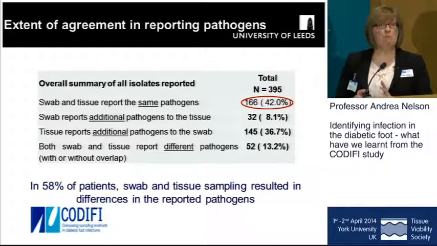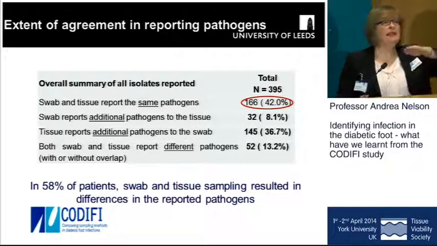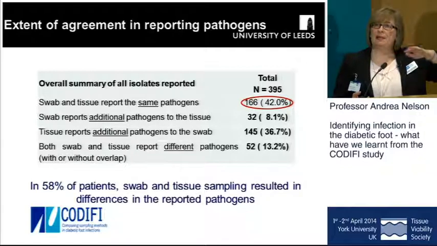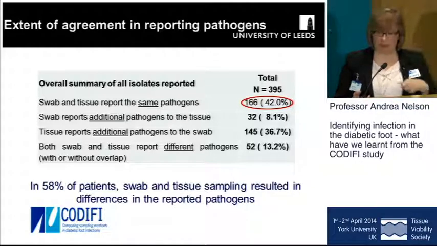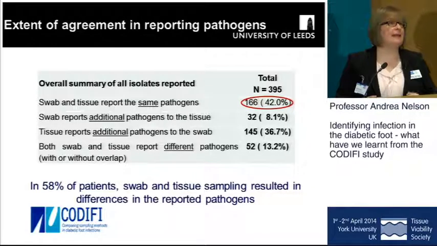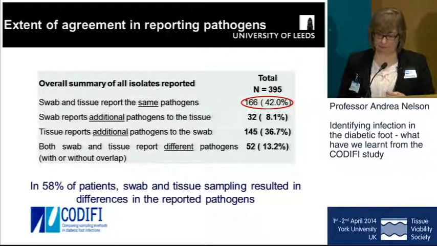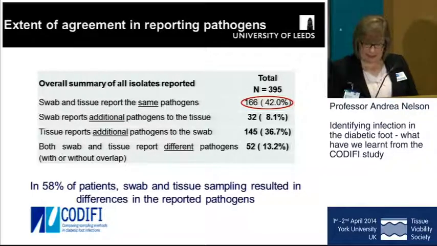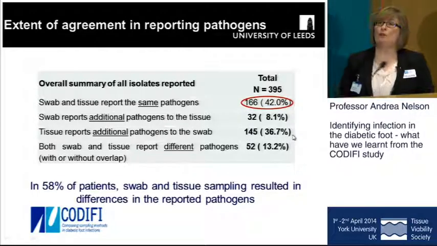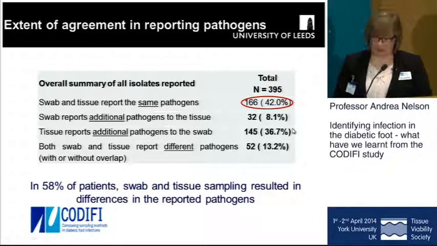Swab reports more than tissue in just 8%. So in some cases, taking that swab from a slightly bigger area, pushing down on the wound bed to express the fluid to get it well covered, identified things that weren't detected in the tissue sample. But in a far greater number of cases, in 36.7% of patients, then the tissue sample actually reported additional pathogens that weren't reported in the swab.